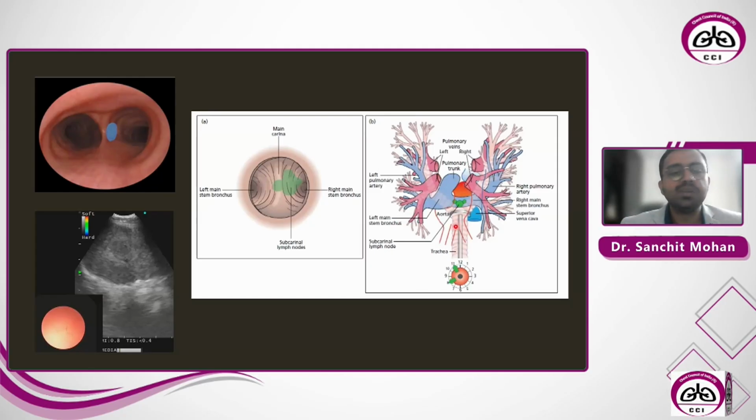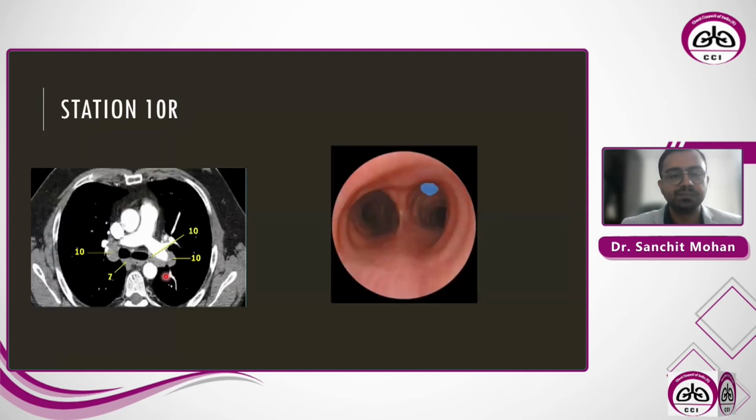But when you put your scope from the left main bronchus and position it towards 9 o'clock, what do you see? You first see the main pulmonary artery. Then when you turn your scope towards the 9 o'clock position, you're able to screen for the station 7 lymph node, which looks like this on the EBUS image.